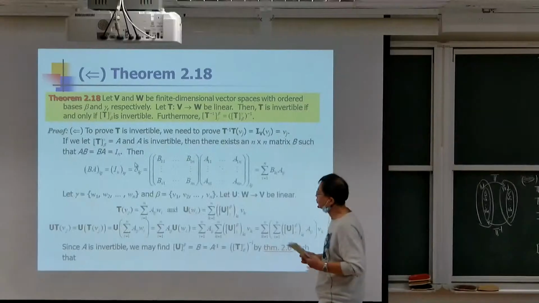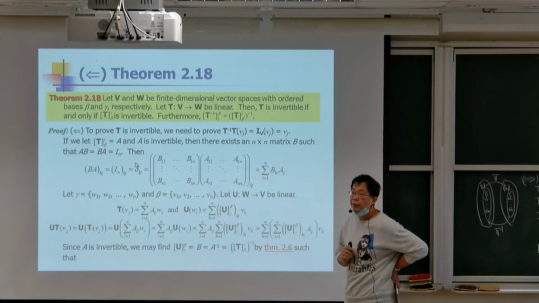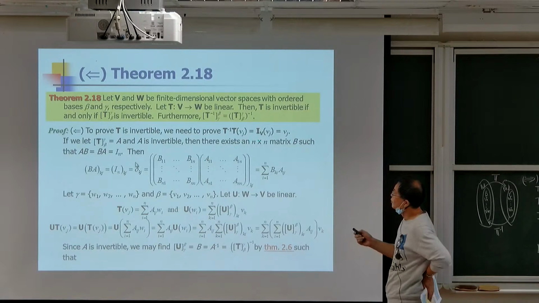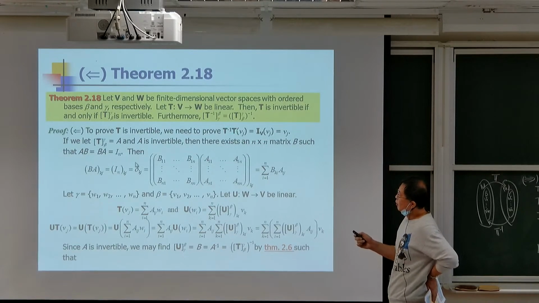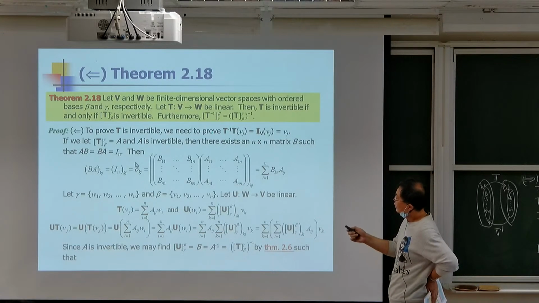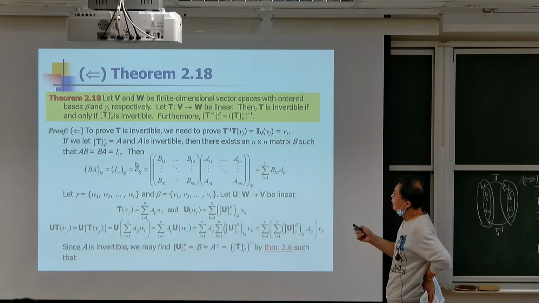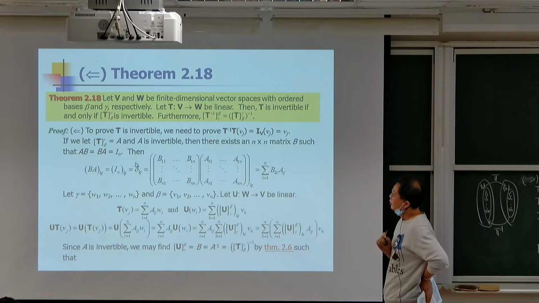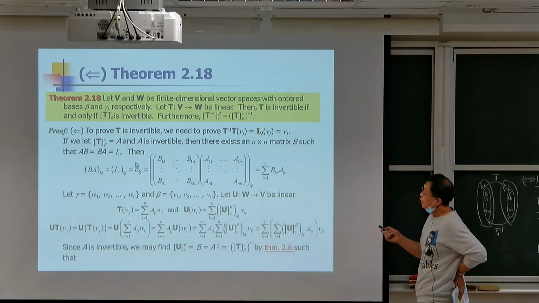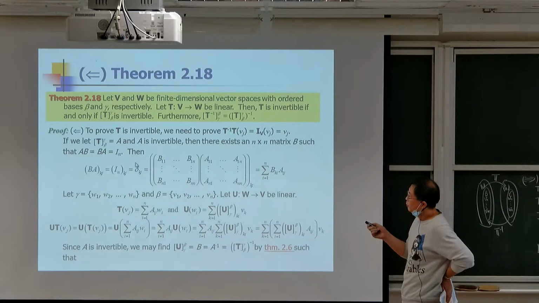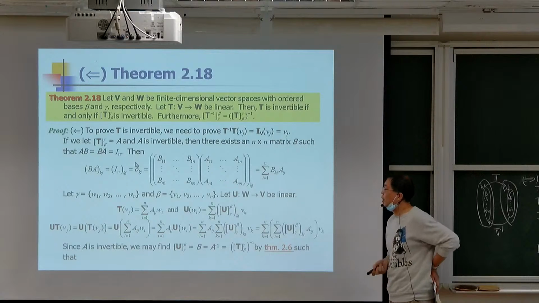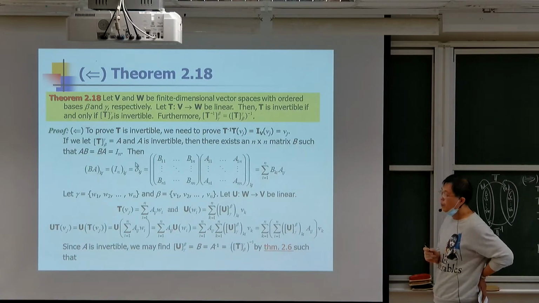So here, we want to prove that T is invertible. If we want to prove T is invertible, then what do we need? We need to prove that the inverse transformation of T applied to T of v_j equals v_j, because the composition of these two transformations should be equal to the identity transformation. So for any vector in vector space V, after this composition of linear transformations, we get it back to v_j. If this is true, then we call this transformation invertible.